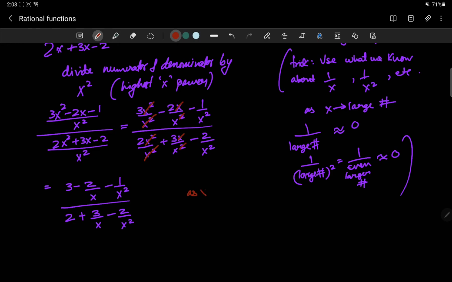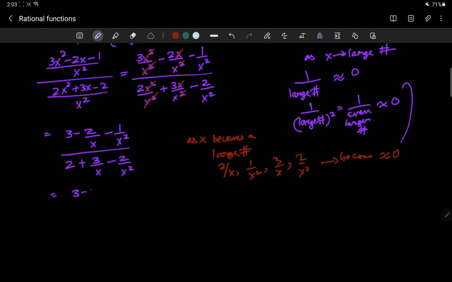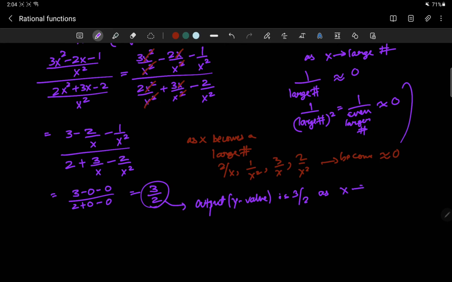Now we say that as x becomes a large number, what happens? 2 over x, 1 over x squared, 3 over x, 2 over x squared, these become almost 0. So eventually you're only left with 3 minus 0 minus 0 over 2 plus 0 minus 0. So you're left with 3 over 2. And what is that? This means that the output, or the y value, is 3 over 2 as x goes to infinity.